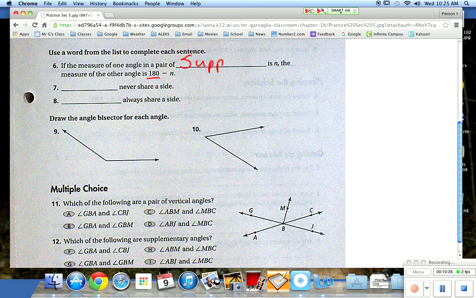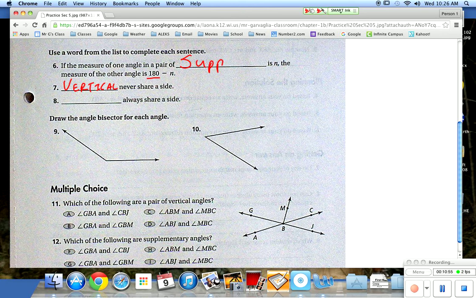All right. They never share a side. Vertical. Vertical angles. Never share a side.